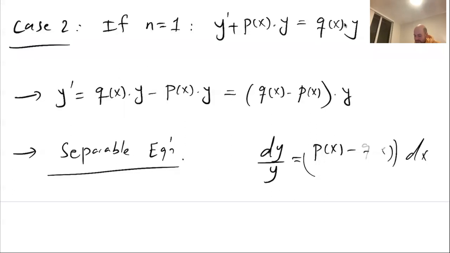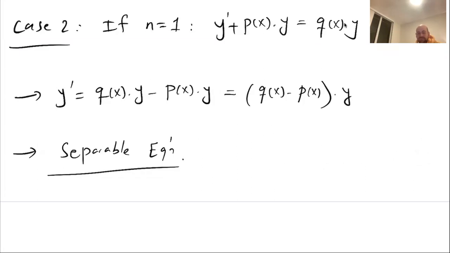Sorry, q of x minus p of x dx. Then we can integrate both sides and solve for y. So this case is separable, and we already covered it. You can fill in the details.